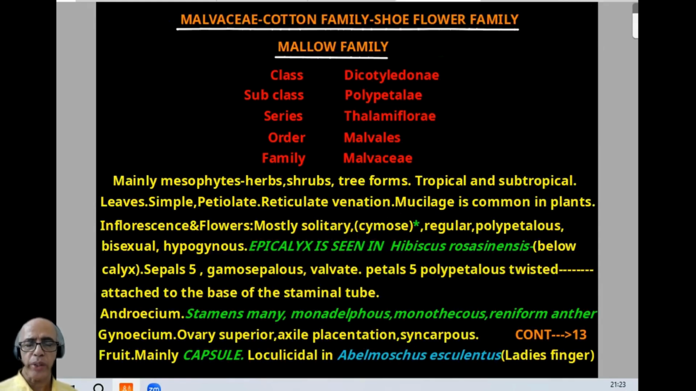It is commonly called the cotton family, shoe flower family, or mallow family. Again, dicotyledonous, polypetalae, Thalamiflorae, Malvaceae. Mainly mesophytes; herbs, shrubs and tree forms will be there. Tropical and subtropical regions we can find. Leaves will be simple, petiolate, with reticulate venation.